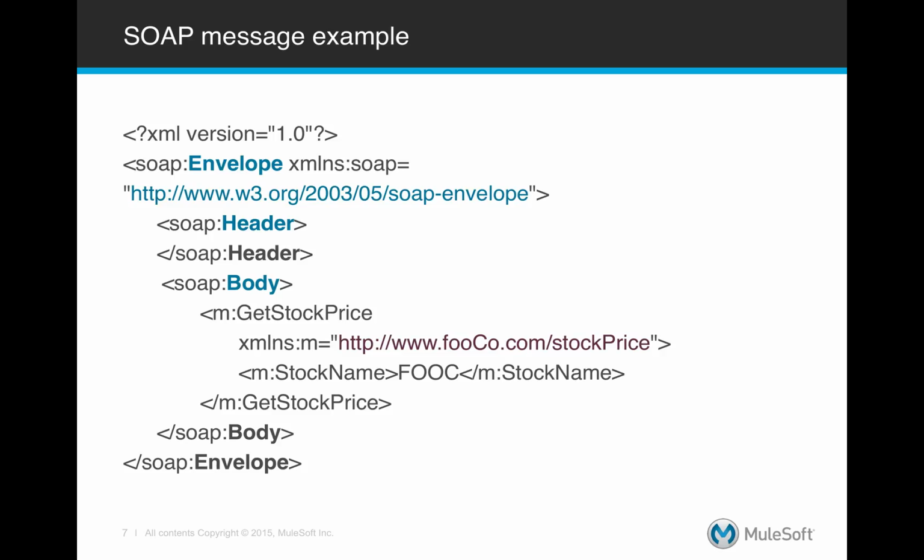Here's an example of what a SOAP message might look like. You can see the namespace up top, the SOAP headers following that, and then also the SOAP body. In this case, it looks like we're calling a method where we get the stock price for some particular stock, in this case, FOOC. This SOAP envelope is going to be transmitted to the server behind the scenes. When received, a response would typically come back.